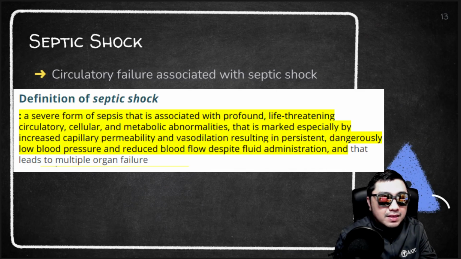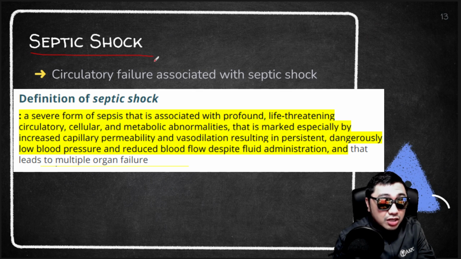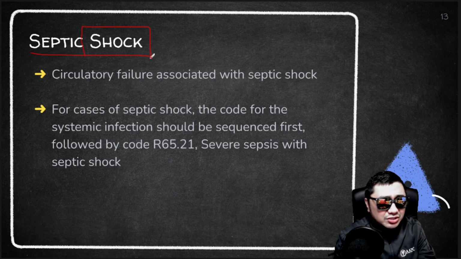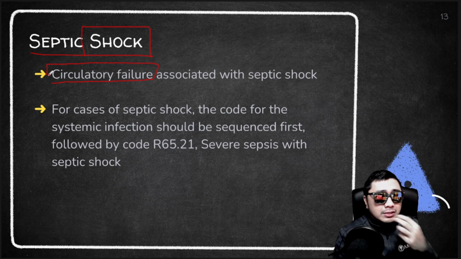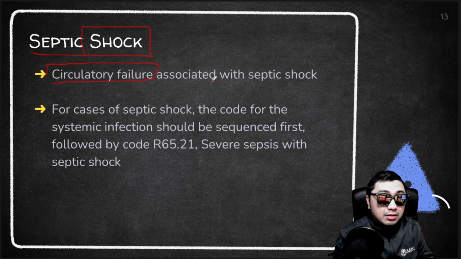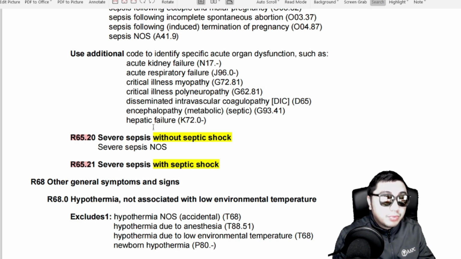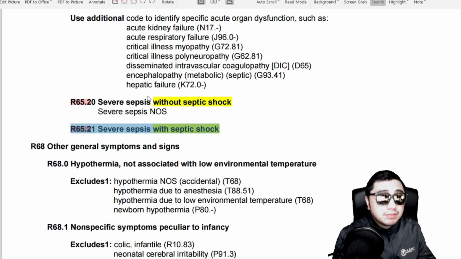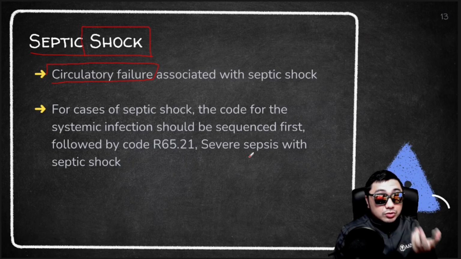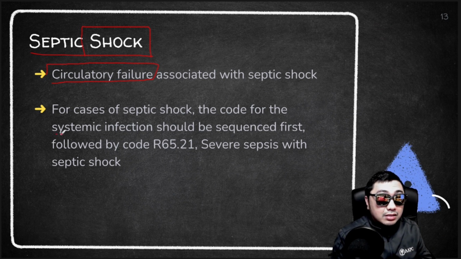Please double check it with your provider. Okay, all right, and then let's now talk about septic shock. So septic shock requires you to see some terms like the term shock from your medical record or the term circulatory failure. Okay, so those are the terms that you might want to check in the medical record before you code your septic shock. So septic shock is located where? R65.21. So basically, you can only code this septic shock if you have it documented by the provider. Okay, so that's going to be the same guideline: systemic infection first, followed by R65.21.